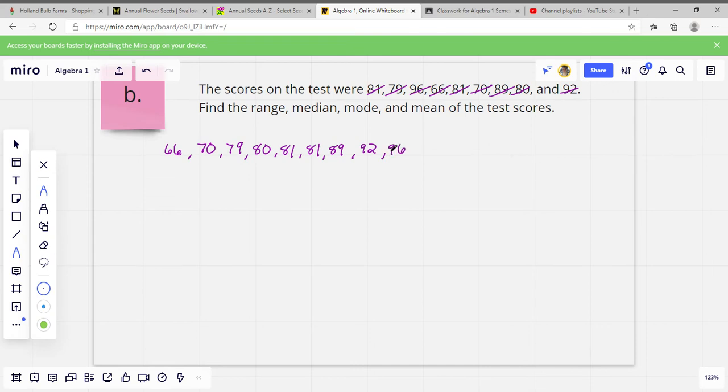Okay, so for my range, I need the difference between the least and the greatest. My least is 66, my greatest is 96, so I need 96 minus 66, which would be 30. So my range is 30. Next is the median.